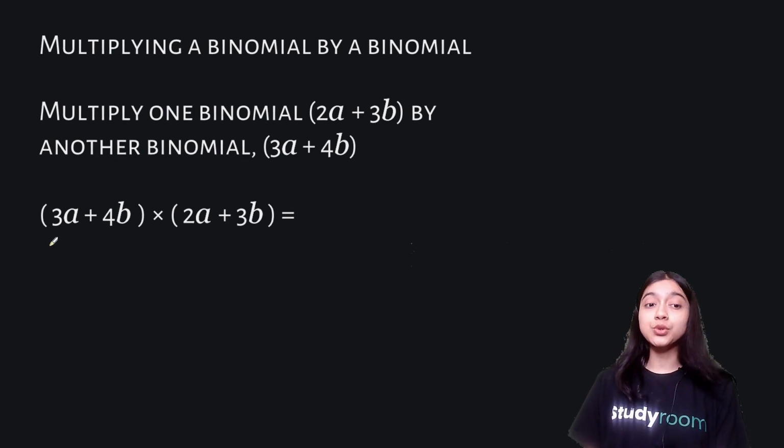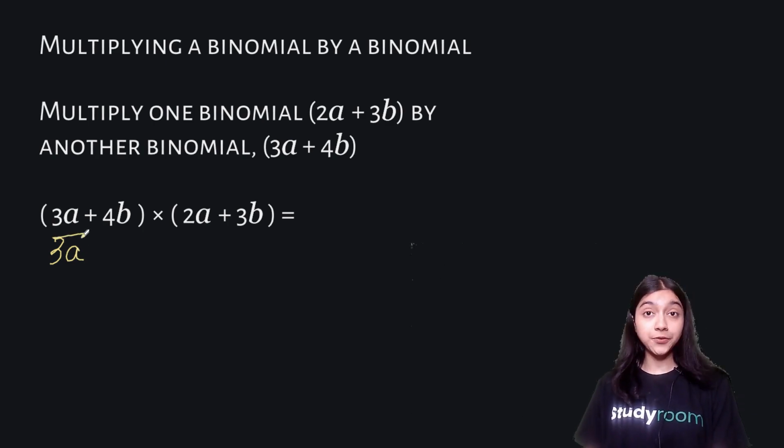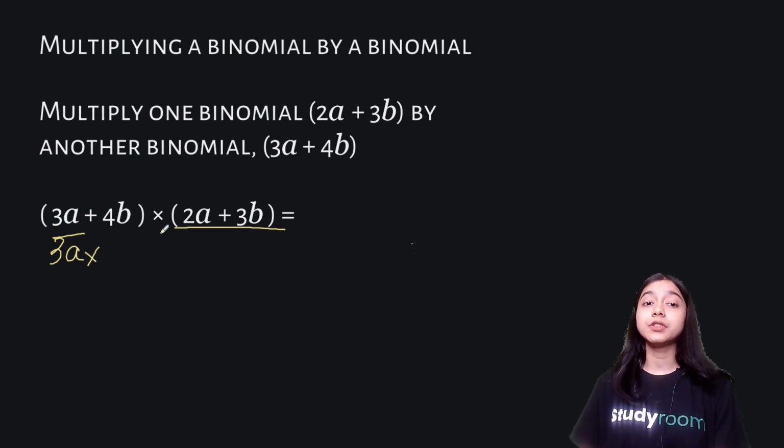The first step to do so is to write the first term of the first binomial, that is 3a. So we have written the first term of the very first binomial. Now we will multiply this first term of the first binomial with the entire second binomial. So I'll be writing the entire second binomial over here.